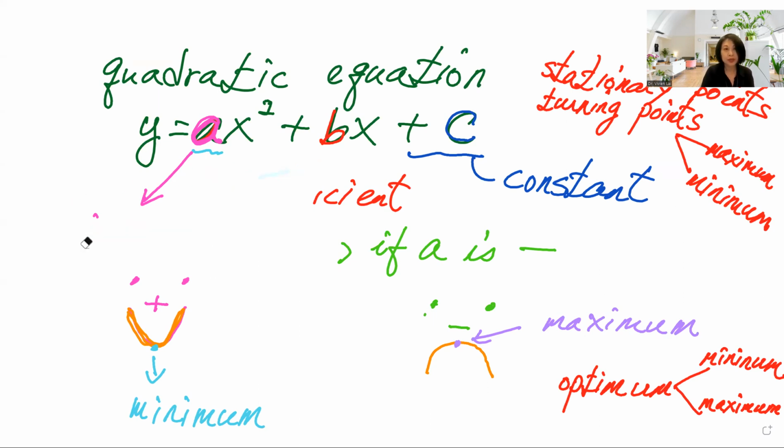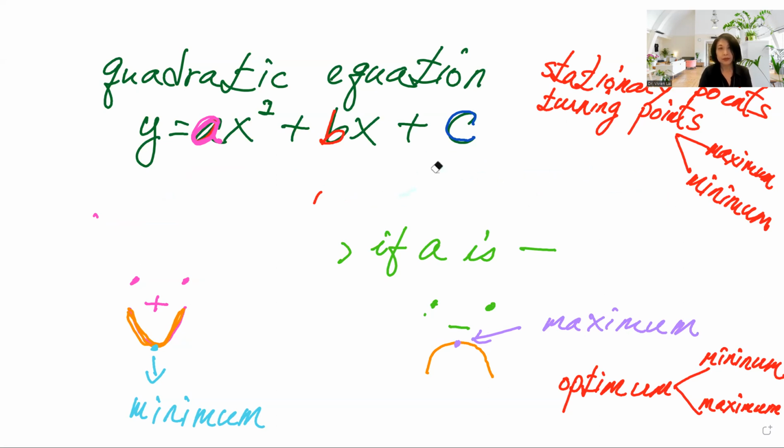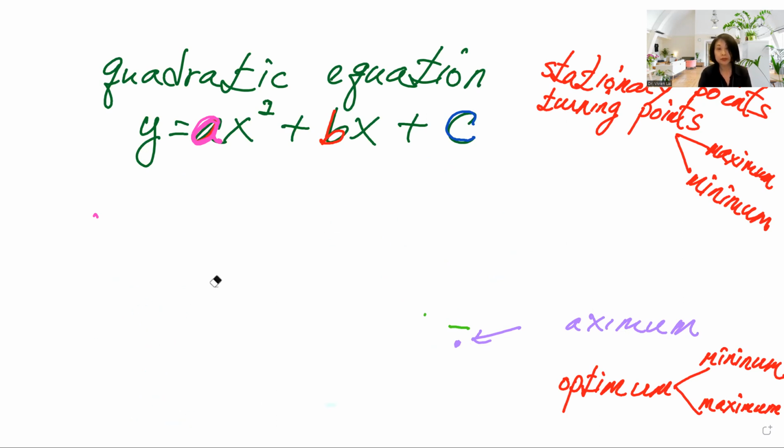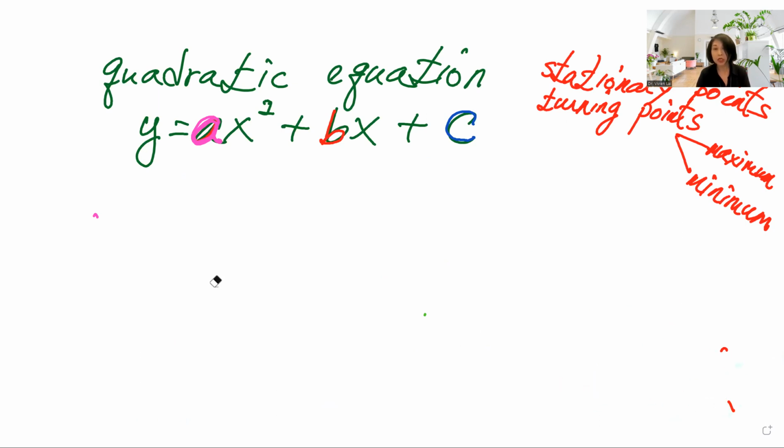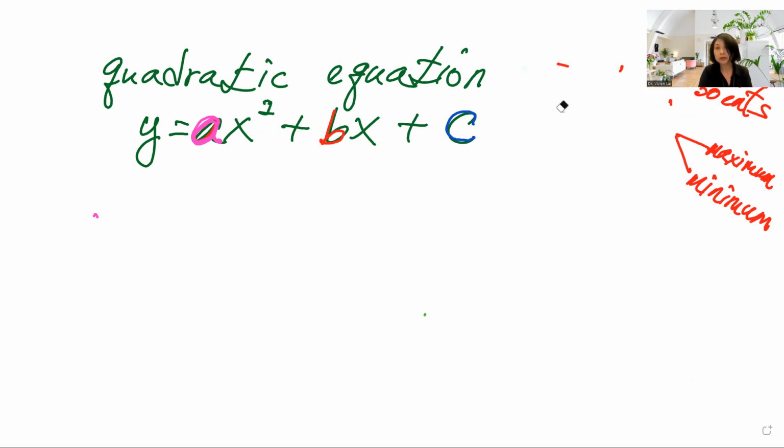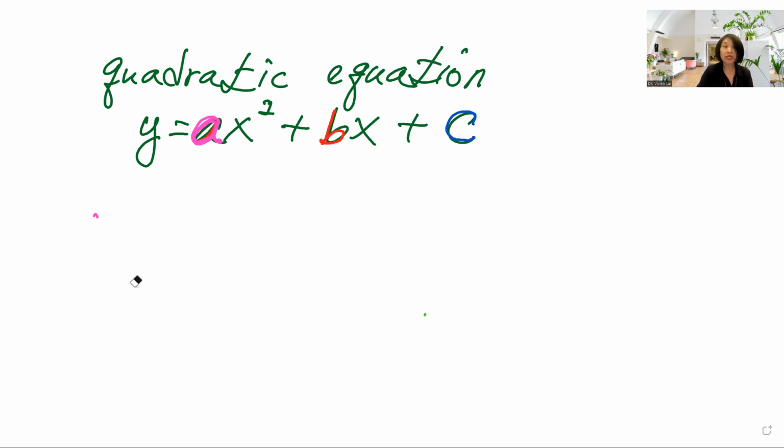Remember, this is a quadratic equation, okay? It must be in the form of y equals ax squared plus bx plus c. Degree 2 is a quadratic equation. Just memorize it, okay?